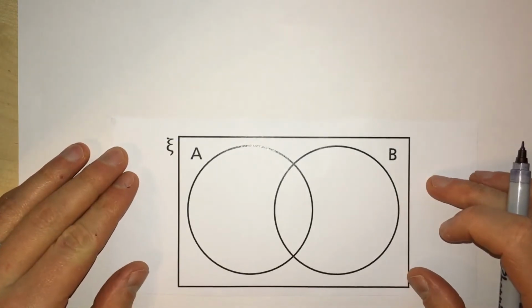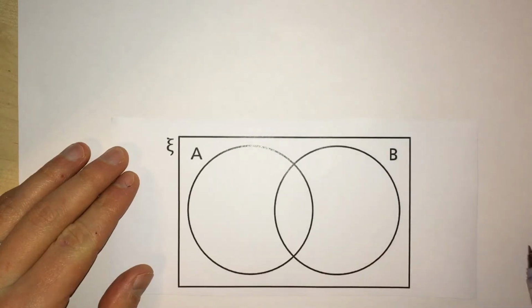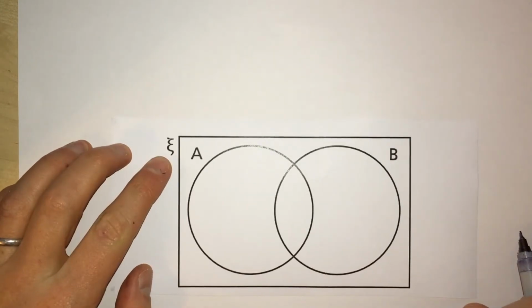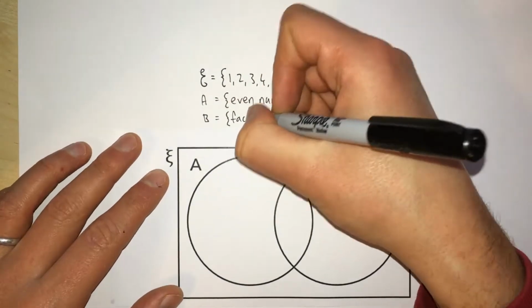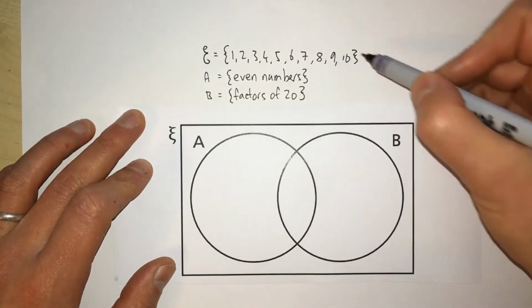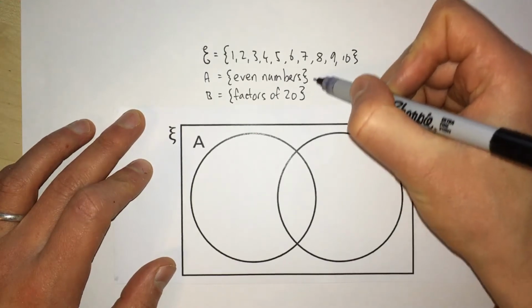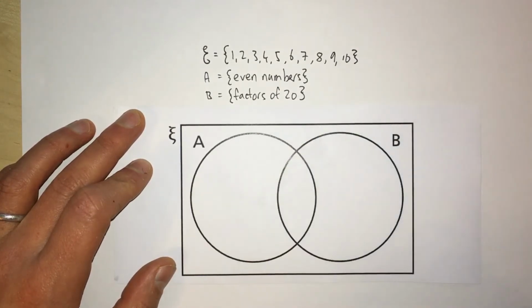Here we have another Venn diagram ready to input our elements. We'll say that the universal set is the numbers from 1 to 10. And we'll have set A as even numbers and set B as factors of 20. Now we have our universal set and our two subsets, we can fill in this Venn diagram.